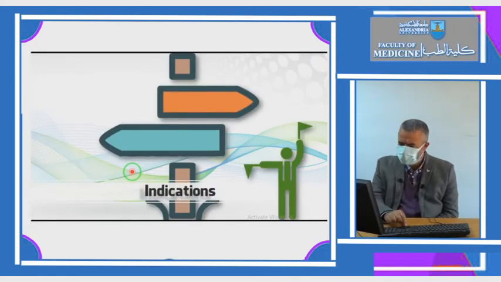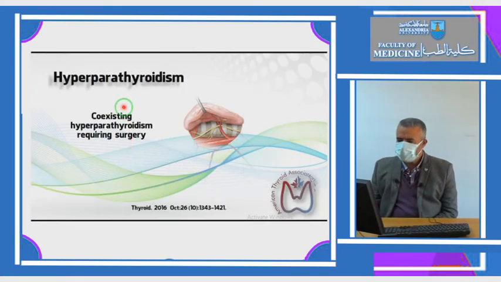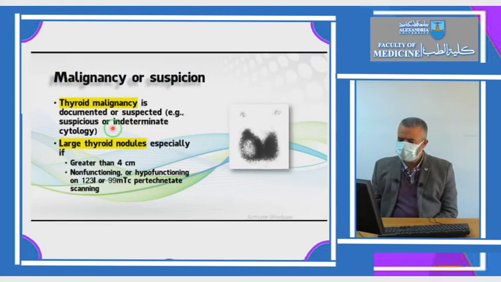So what are the indications to consider surgery in a patient who is presenting with Graves'? First, having coexisting hyperparathyroidism requiring surgery. Second, the malignancy suspicion. So if you have thyroid malignancy that is documented or highly suspected, or if you have a large thyroid nodule, especially those greater than 4 centimeters, or those that are non-functioning or hypofunctioning in technetium scan.